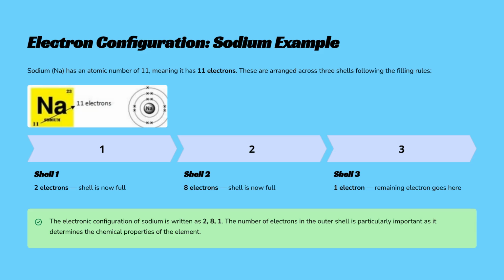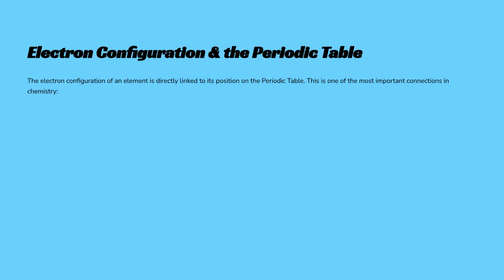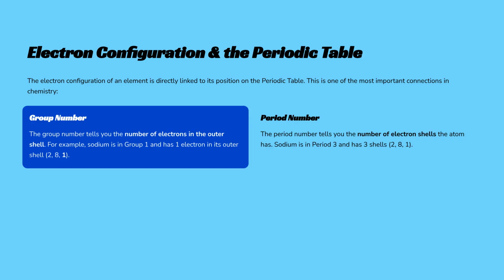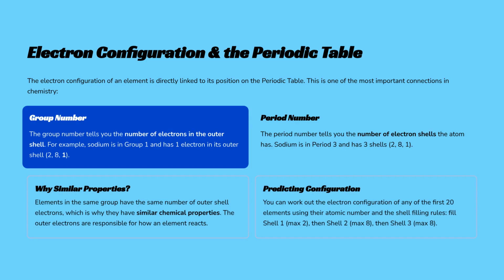For sodium, with 11 electrons, the configuration is 2, 8, 1. Shell 1 has 2, shell 2 has 8, and the remaining 1 electron goes into shell 3. This outer electron determines its chemical properties. Electron configuration links to the periodic table. The group number indicates outer shell electrons, while the period number shows the number of electron shells. Elements in the same group have similar chemical properties.